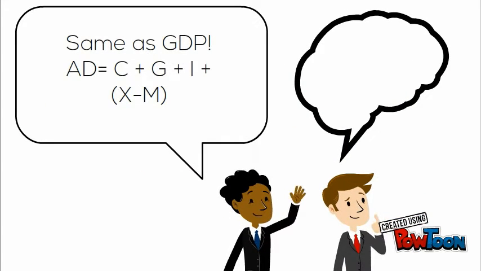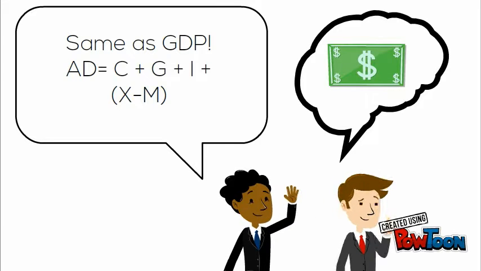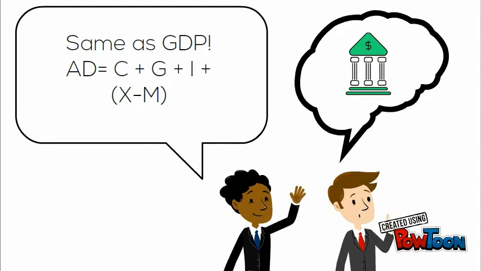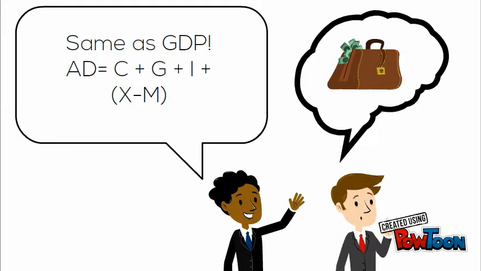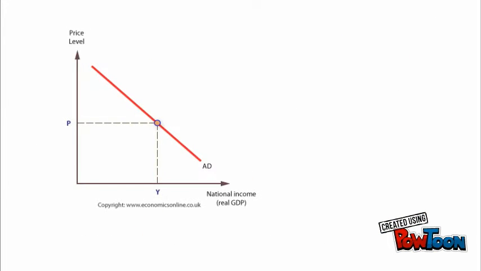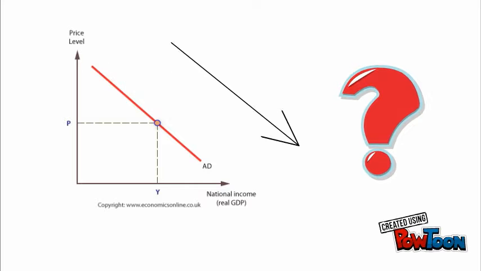It's the same calculation as GDP, meaning consumer expenditure plus gross investment plus government expenditures plus net exports. Here's what it looks like on a graph. But why does it slope downward?